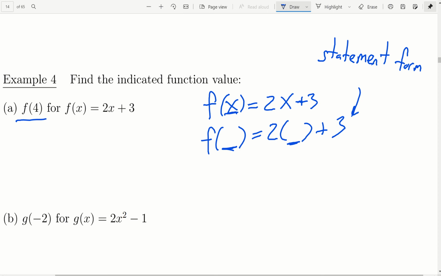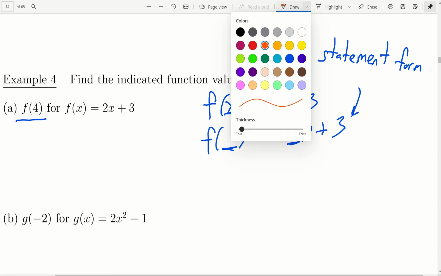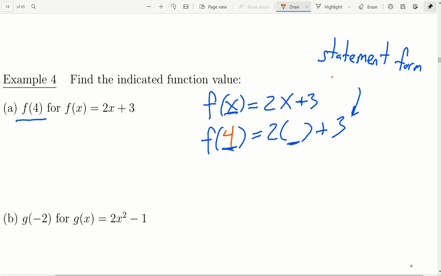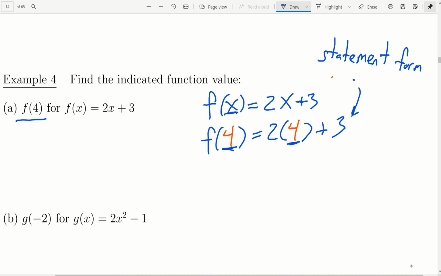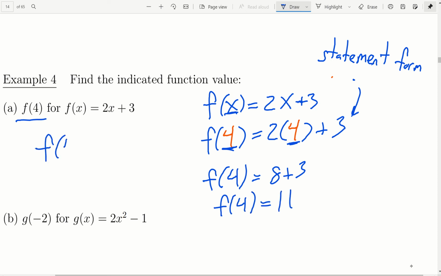So if we want to evaluate the function f at 4, if I have my statement form written out, then that will give us a place to plug the number 4 into. So everywhere I see an x, I'm going to put the number 4. And now we just have to use order of operations to compute this value. 2 times 4 is 8. And then 8 plus 3 is 11. So we would say that f of 4, meaning the value of the function f with an input of 4, is equal to 11.